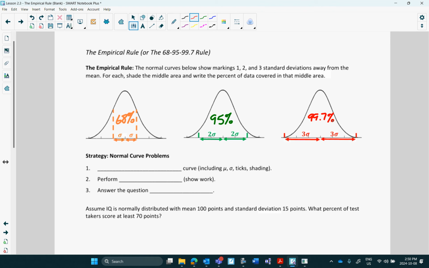What's that? Don't worry about those. We're not worried about those. We're focusing on these values here.